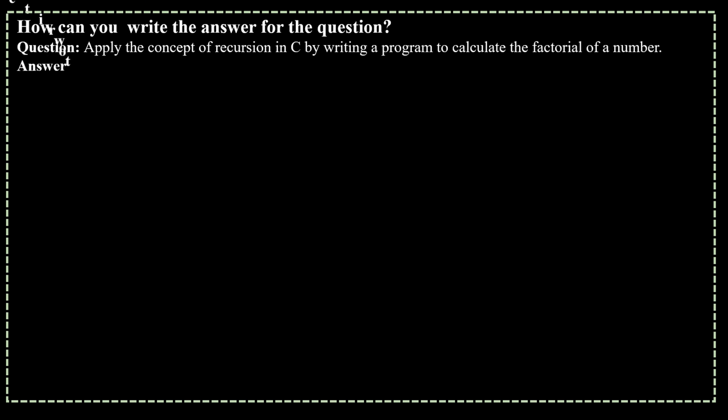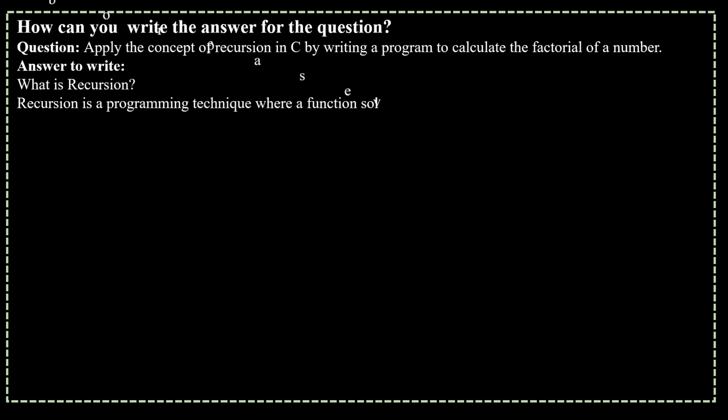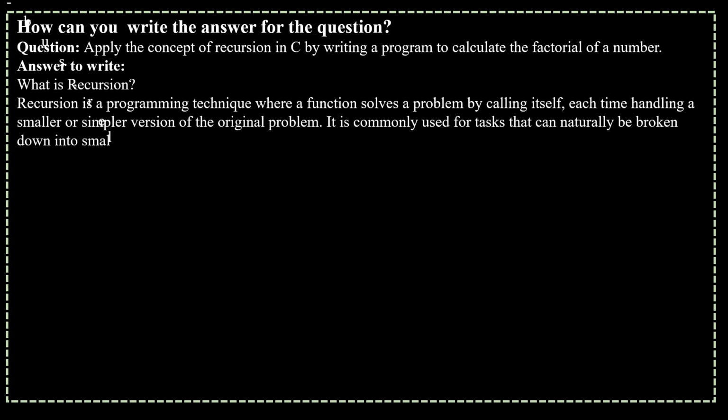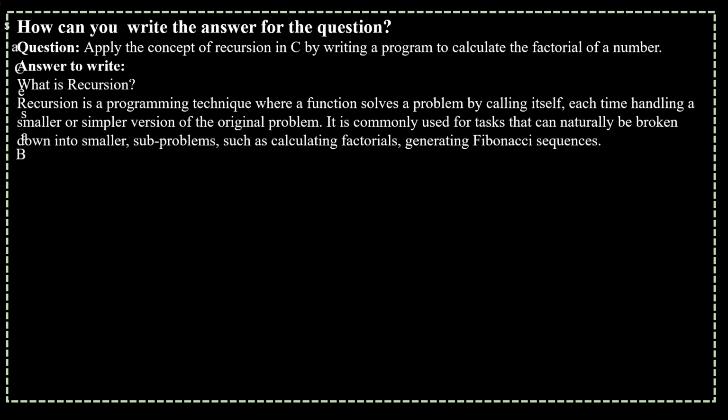Answer to write. Recursion. Recursion is a programming technique where a function solves a problem by calling itself, each time handling a smaller or simpler version of the original problem. It is commonly used for tasks that can naturally be broken down into smaller subproblems, such as calculating factorials, generating Fibonacci sequences.